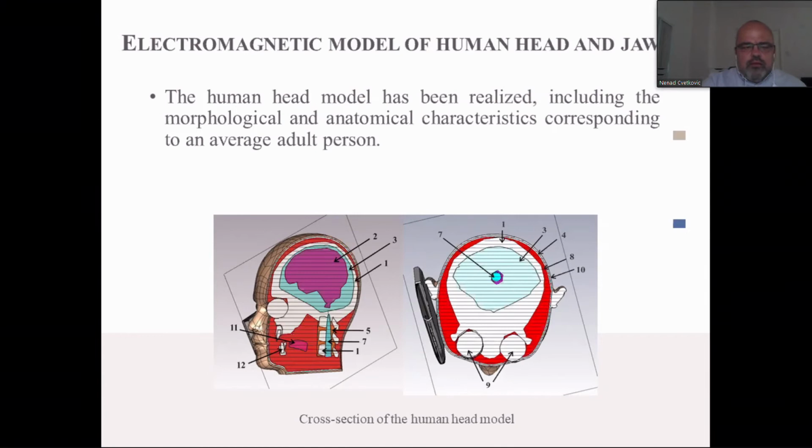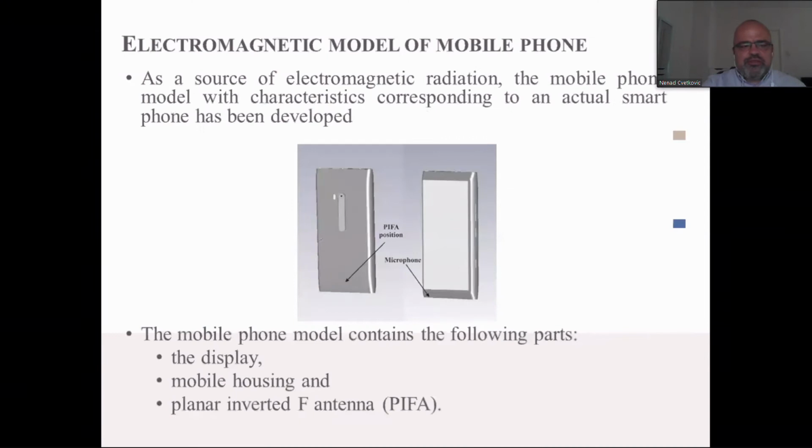And to determine, as will also be explained on future slides, the corresponding cross-section of the head where it makes sense to analyze and observe the distribution of the corresponding parameter. In this case, this is electric field distribution and specific absorption rate distribution. Concerning the model of the phone, it's modeled as a three-part structure: display, mobile housing, and planar inverted-F antenna. In Serbia, we say PIFA, we don't spell it. The model is realized in such a way that the microphone is on the lower part of the phone, which is the case with modern versions of smartphones.